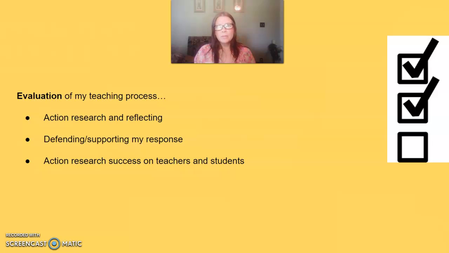Action research success on teachers and students. Yeah, action research is definitely a benefit to teachers, because if you're reflecting, you're improving. And if you're improving, your teaching strategies are being modified to address students, to address areas of need. And when we do that as reflective practitioners or action researchers, we are benefiting our students, because they're benefiting from the overall learning of the teacher and the structured classroom and the environment.